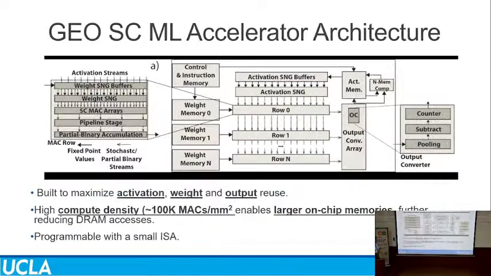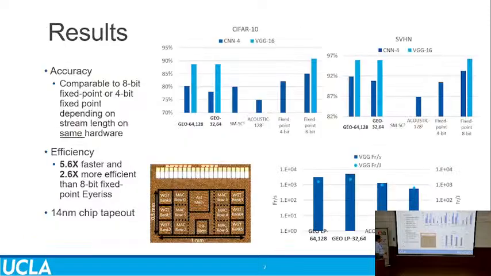I'm not going into the exact details of the architecture, but the idea is that the whole architecture was done to optimize or maximize activation, weight, and output reuse. It has very, very high compute density. We can pack about 100,000 MACs per millimeter square. And that enables having much larger on-chip SRAM buffers, which again helps with reducing DRAM accesses. It has a small little ISA to program it.